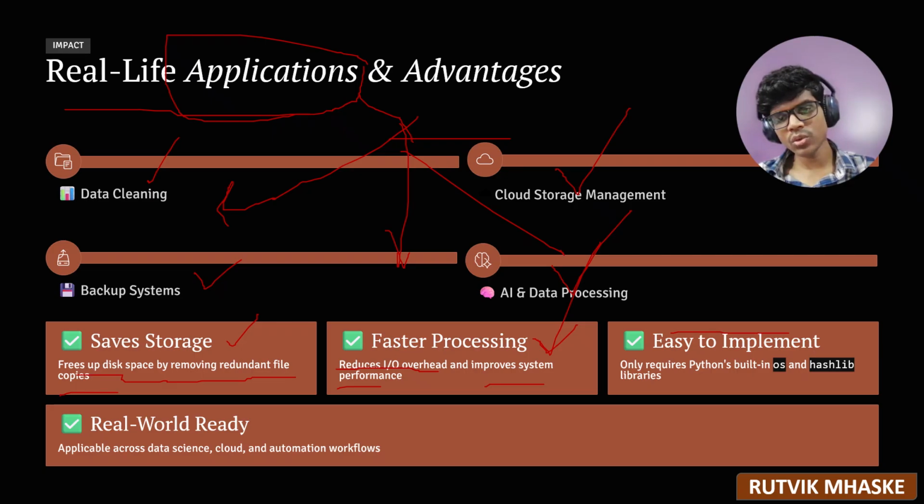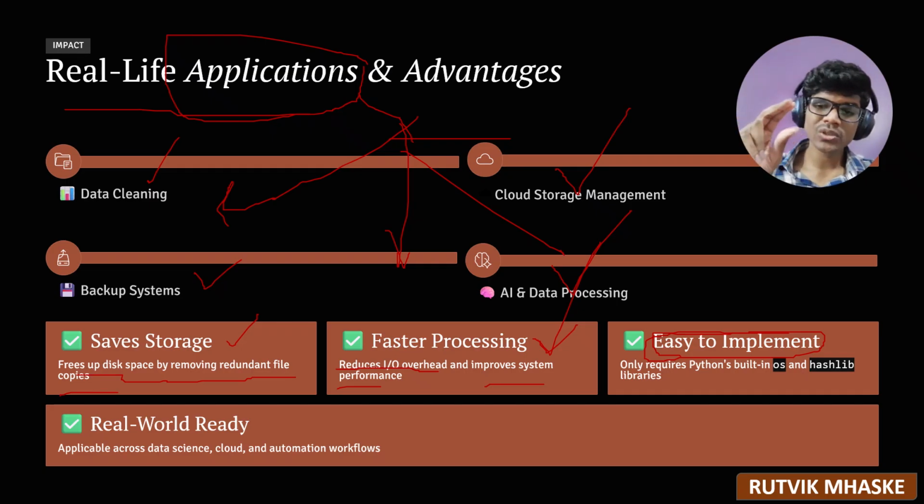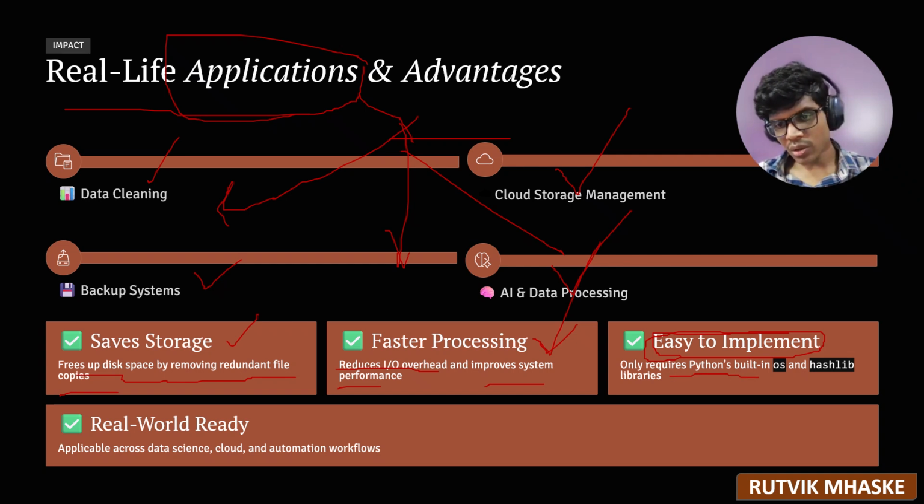Why is it called easy to implement? Because in the previous slide I showed you guys the code size. It was a very small code, and if the small code does our work very efficiently and in very little time, then what do we need? It requires the Python built-in OS and hashlib library. We can download it by the pip command easily, right? Easy. Real world ready.